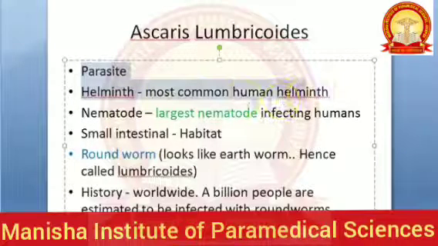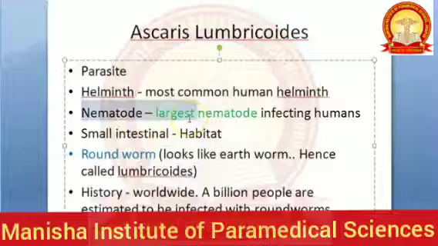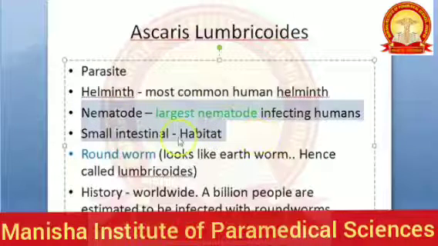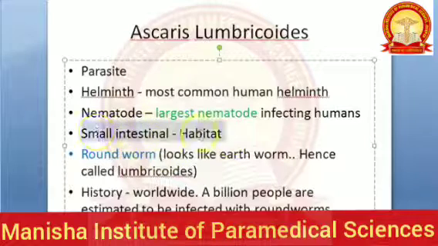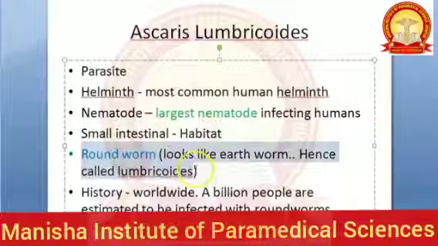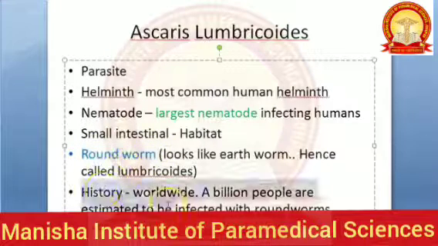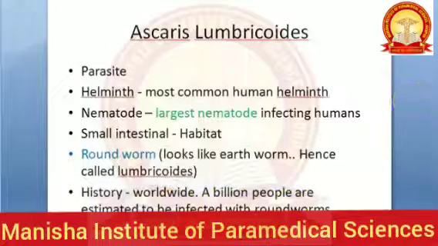The most common human helminth. It comes under nematodes. It's the largest nematode infecting humans. Its habitat is the small intestine. The common name is roundworm. And it is present in a lot of people.